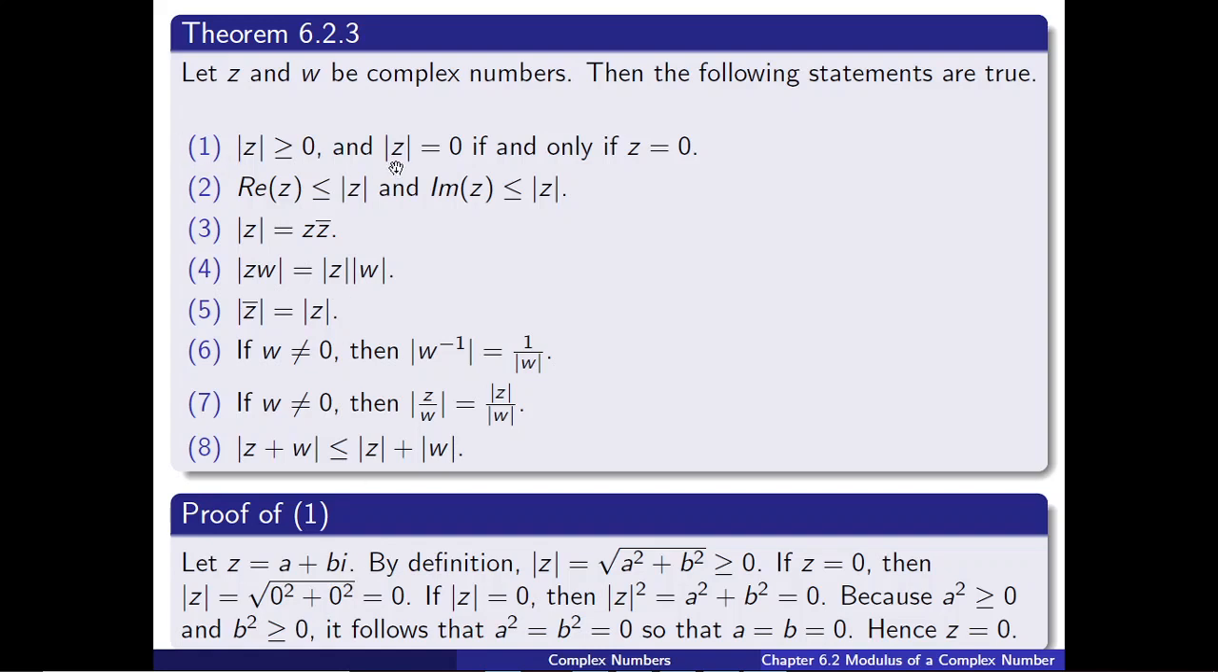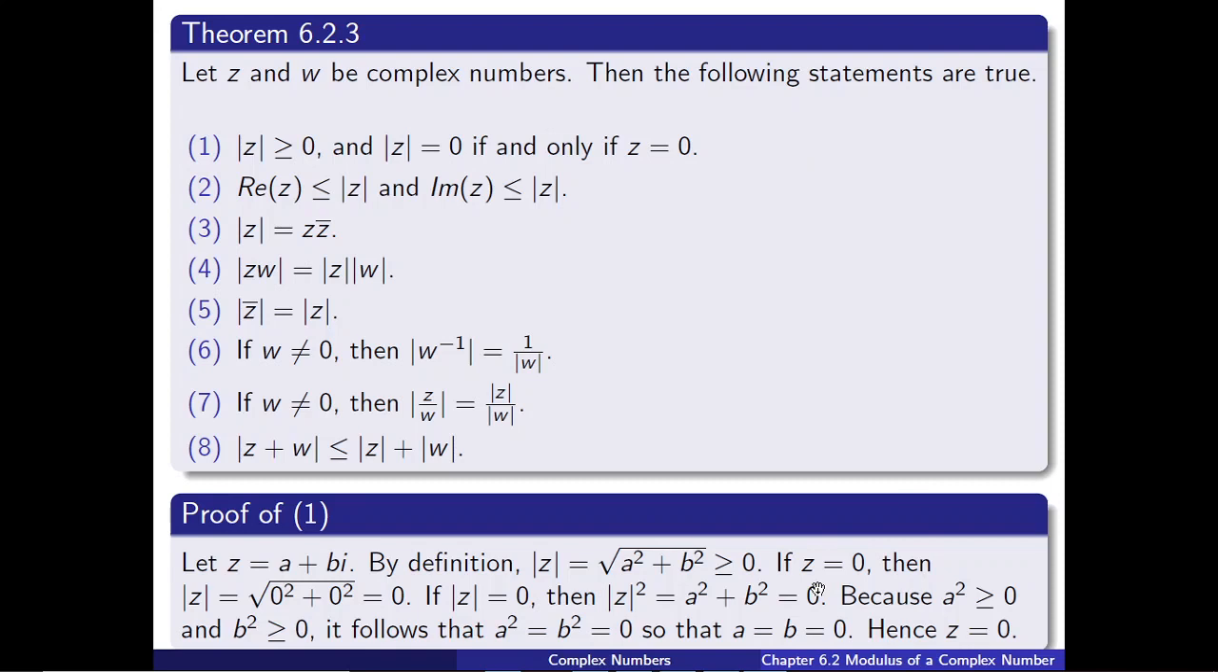So we want to prove this statement. Then by definition, we know that the modulus of z is equal to the square root of a squared plus b squared, which is greater or equal to 0. And so the first part is true by definition. Now let's look at the second part. So firstly we are going to go that direction.